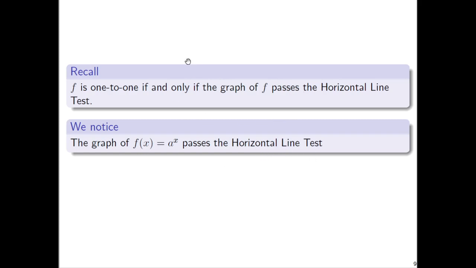And so based on the thing that we said earlier, that means that a function like this is 1 to 1, right? So our conclusion here, because the graph of y equals a to the x passes the horizontal line test, then due to this recall, means that we can say that this function is 1 to 1. So for these exponential functions, we have a 1 to 1 function.